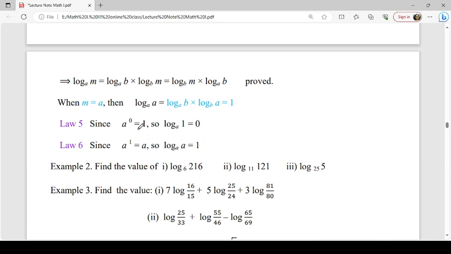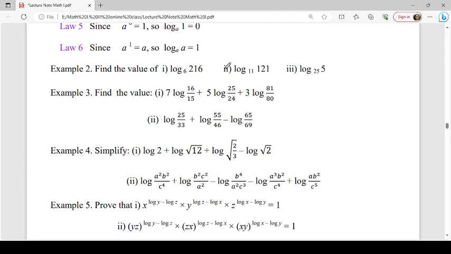This is because a to the power 0 is always 1, whatever be the value of a. So this will give us log of 1 to the base a is 0. And a to the power 1 is the same value. Now we are simplifying this.